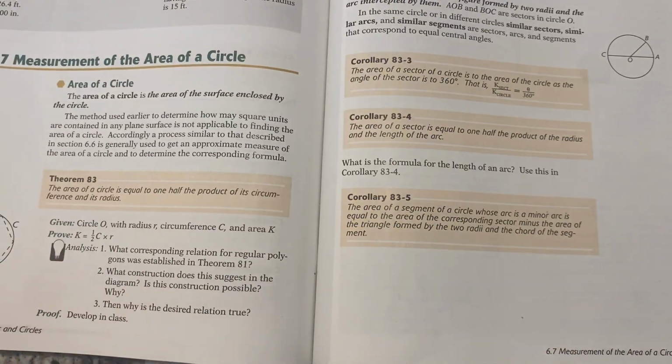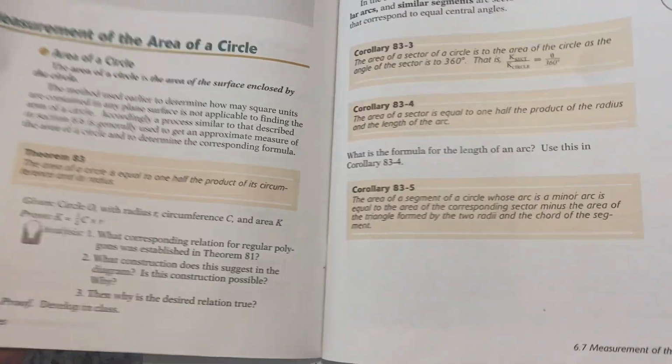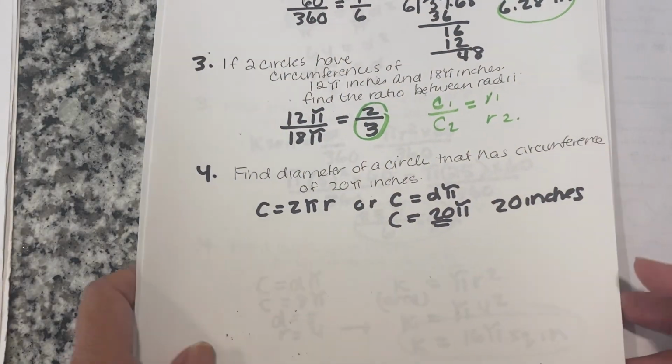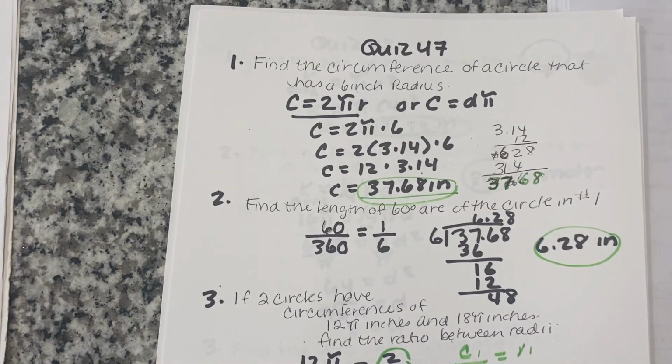Okay. There's some other questions here, but we're going to stop there and do our quiz. The quiz is very short and it's not really hard. Number 1 says, find the circumference of a circle that has a 6-inch radius.